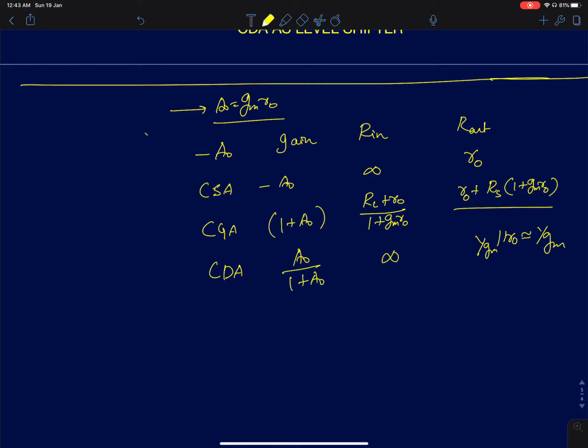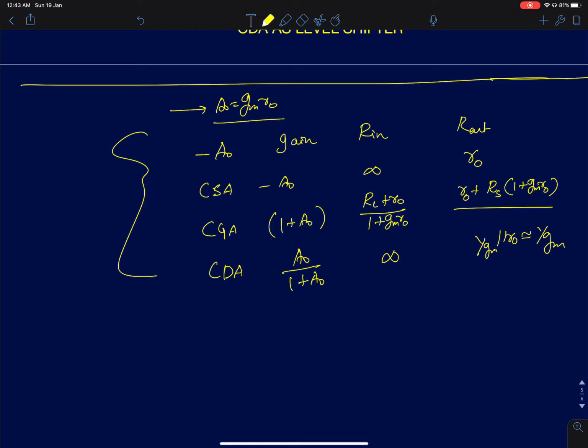So these are the overall expressions for gain, Rin and Rout of the three different configurations in MOS circuits, the three different configurations in which a MOSFET can be used as an amplifier.